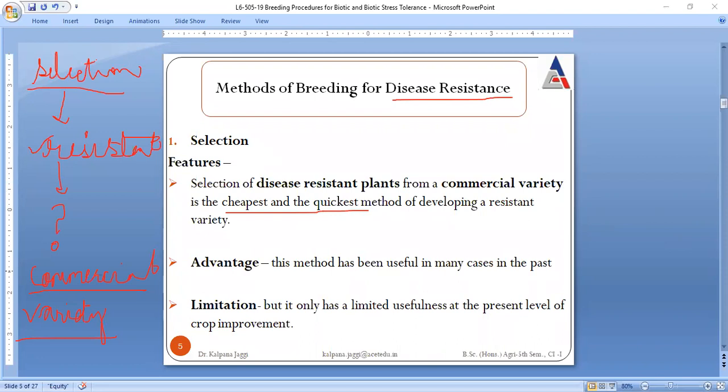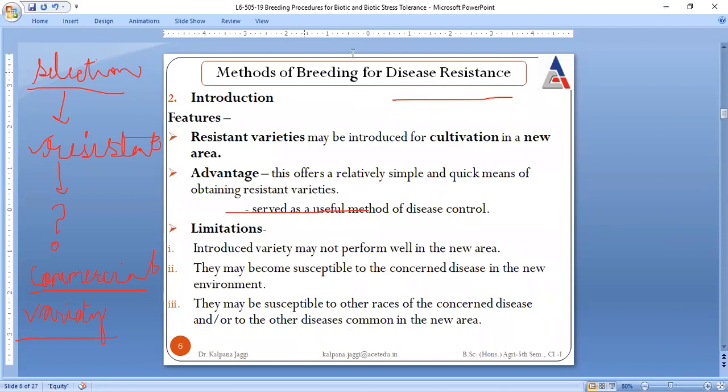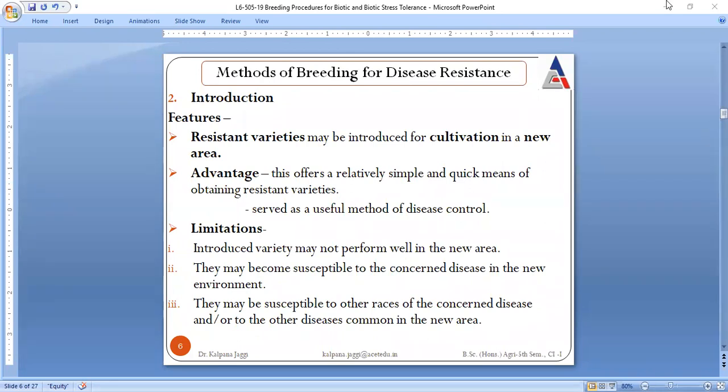Now we will talk about the next methodology, that is introduction. Plant introduction, as the name itself is indicating, means something is being introduced. But that something is what? In the introduction, we basically talk about plant introduction.